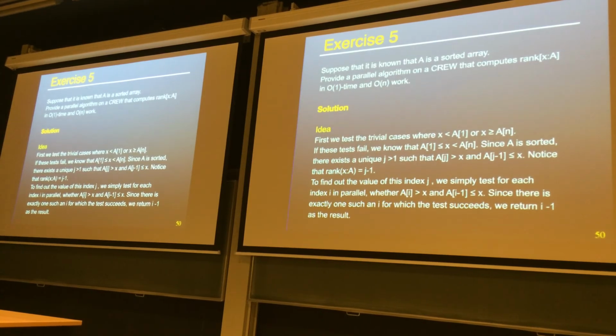Now you should be aware that this uniqueness property is very important for performing it on a CREW. Because if the index is not unique for which this property holds, then you can't use the CREW property, and you should use the CRCW property. So there is only one index for which this property holds, and that index determines, of course, the rank. So, if ai minus 1 is less than or equal to x, and ai is larger than x, then we return i minus 1 as the result.